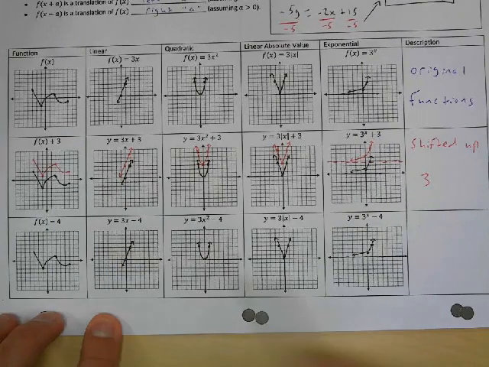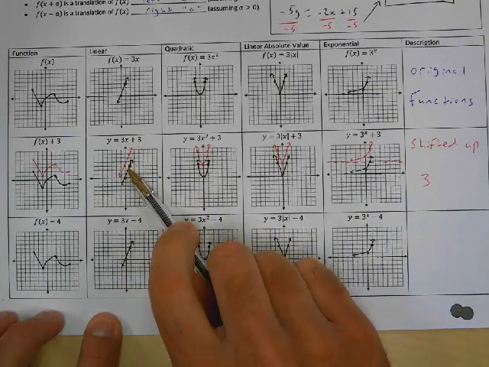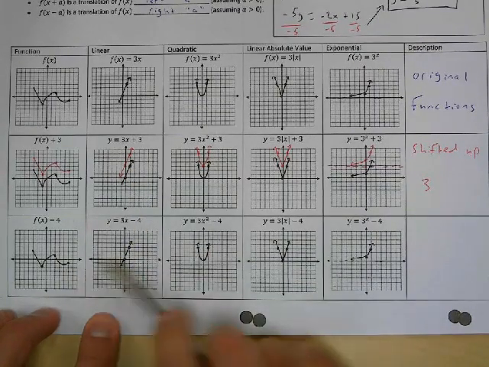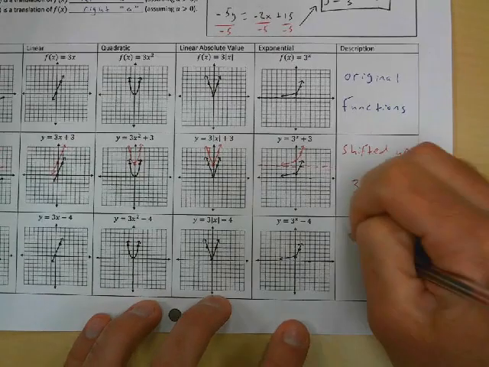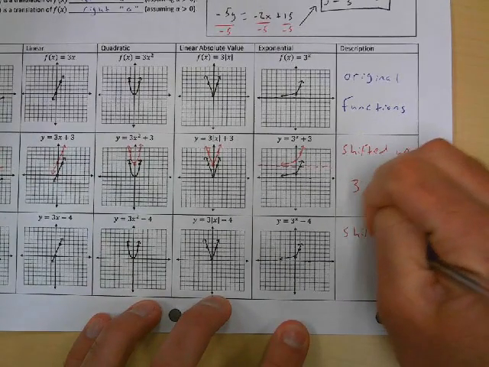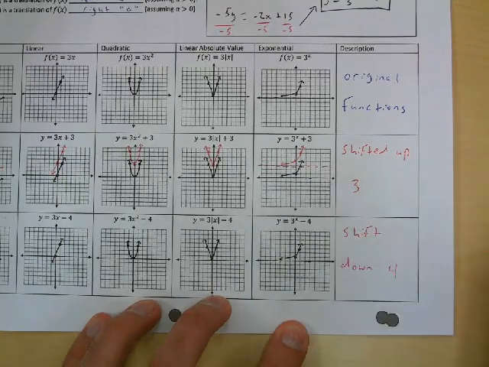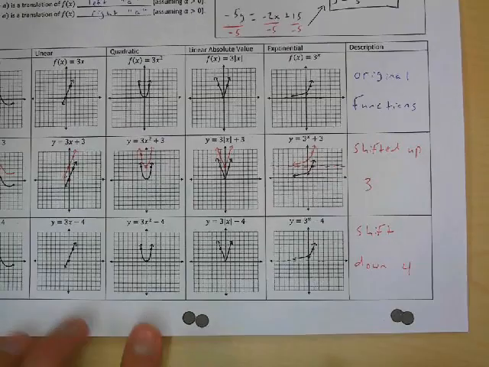Okay, now we don't need to do all these examples again, but here if we add 3 to our equation and it shifts it up 3 units, well, what do you think is going to happen when we subtract 4 for all of these graphs? Well, these are all going to be shifted down 4. So we're just going to put shift down 4 over in the description box. And if you have time and you want to, you can move all those points down 4 and draw your new graphs, but it's not really necessary.